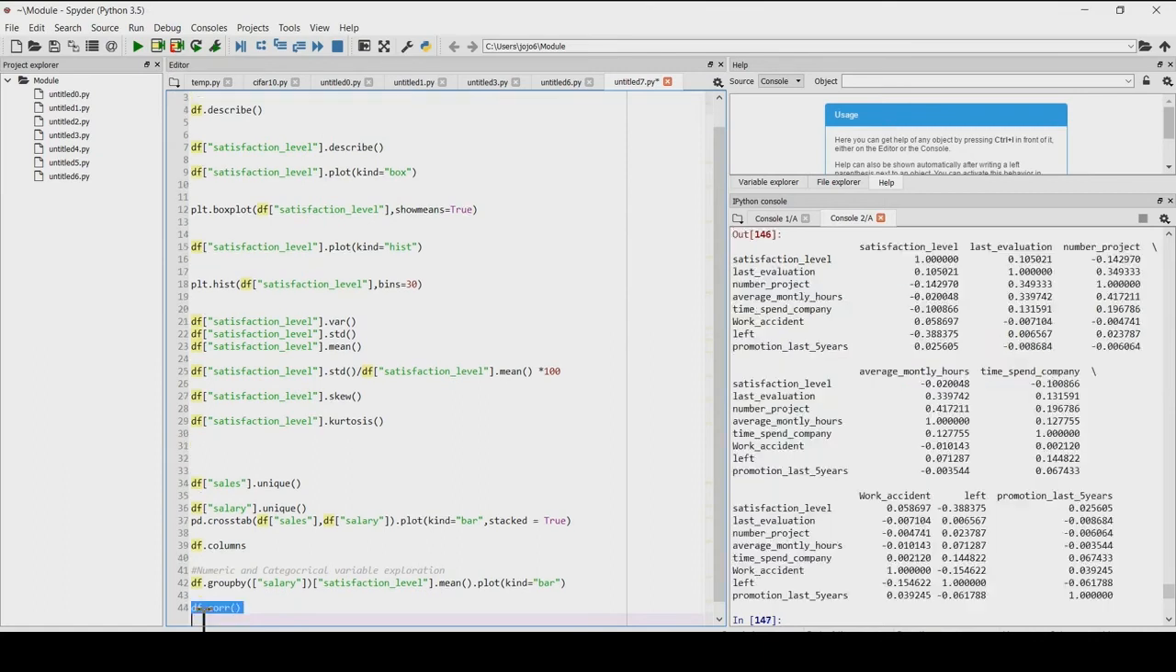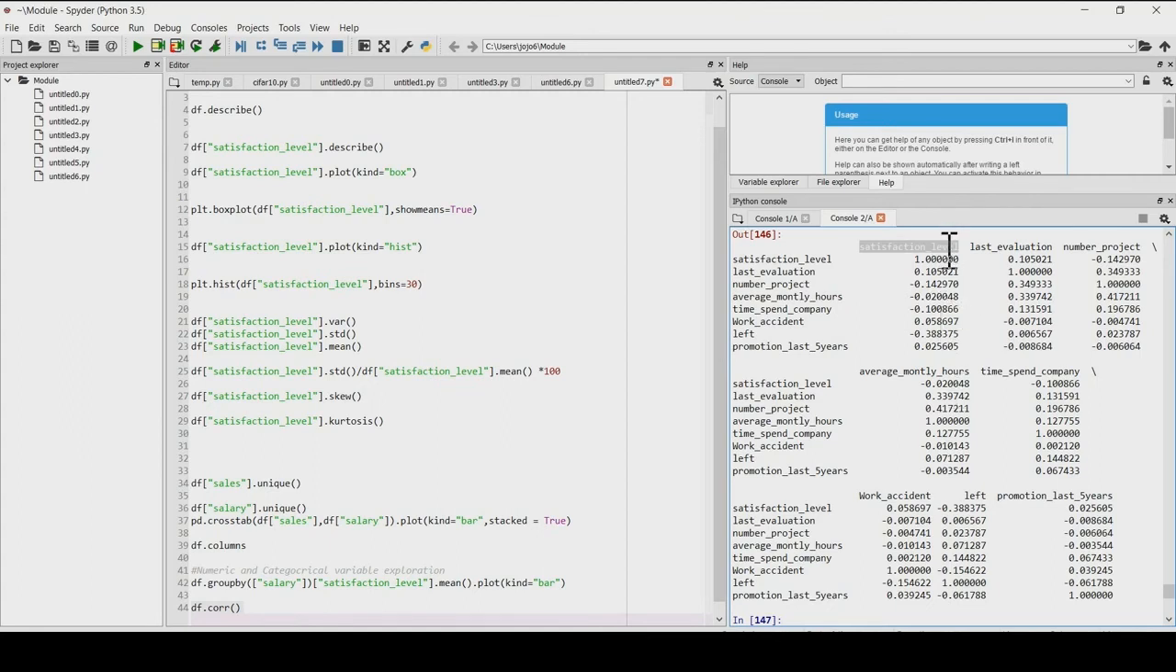Let's just explore this. You get a bunch of numbers over here. So as you can see, the correlation between satisfaction level and all the numeric attributes found in the data set. Left and work accident might actually be categorical variables, but they are stored in the data set as 0 and 1, so pandas misunderstood them as numeric variables. But just ignore that. You can see the satisfaction level across all of them. You can see the correlation coefficient.